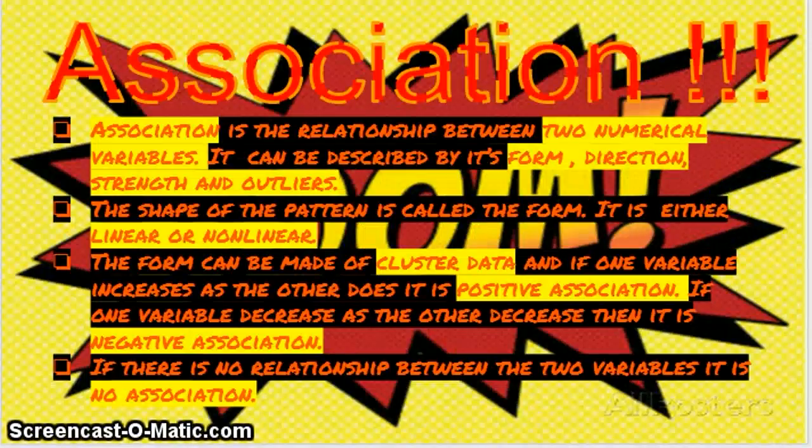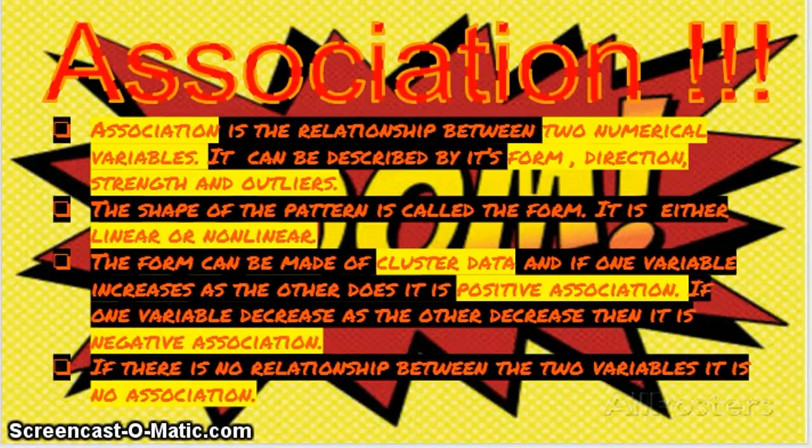So association. Association is a relationship between two numerical variables, meaning x and y, which, if you're on a graph, which you will be, can be described by its form, direction, strength, and outliers. The shape of the pattern is called the form, and this is either linear or nonlinear, meaning that the points on a scatterplot graph could either go in a line or they could be scattered throughout the whole graph. And the form is actually made of cluster data, which we call the points on the scatterplot, and they're called this because they basically are in a cluster of, well, data.